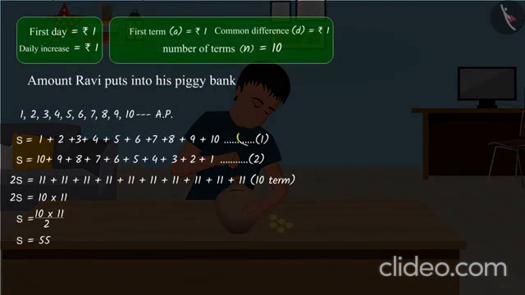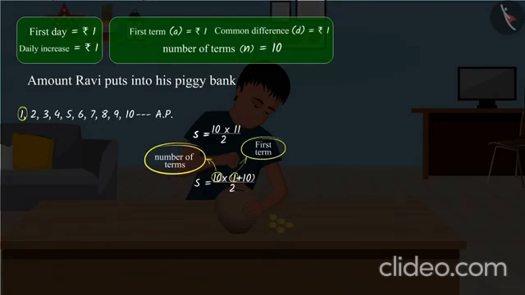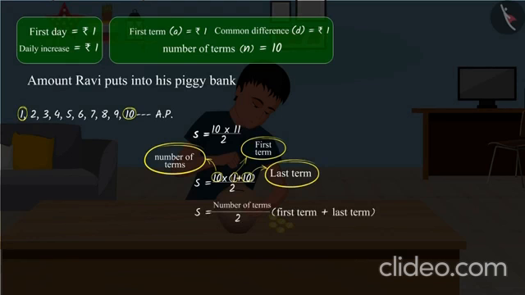Now, we will discuss the process of adding equations 1 and 2 step by step. If we write the steps as follows, what can you say by looking at it? We can see that the number 10 shows the number of terms of the arithmetic progression. Number 1 in the bracket is the first term of the arithmetic progression, and 10 is the last term of the arithmetic progression. Therefore, in this manner, we can find the sum of terms of a finite arithmetic progression.